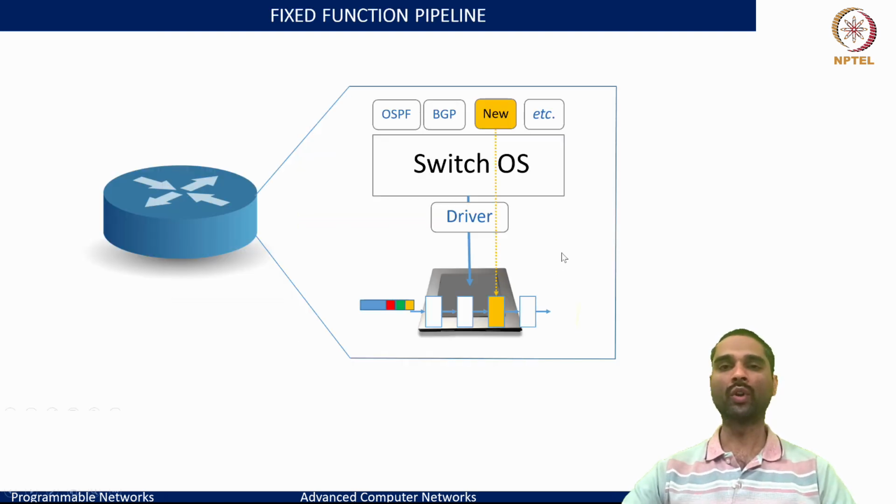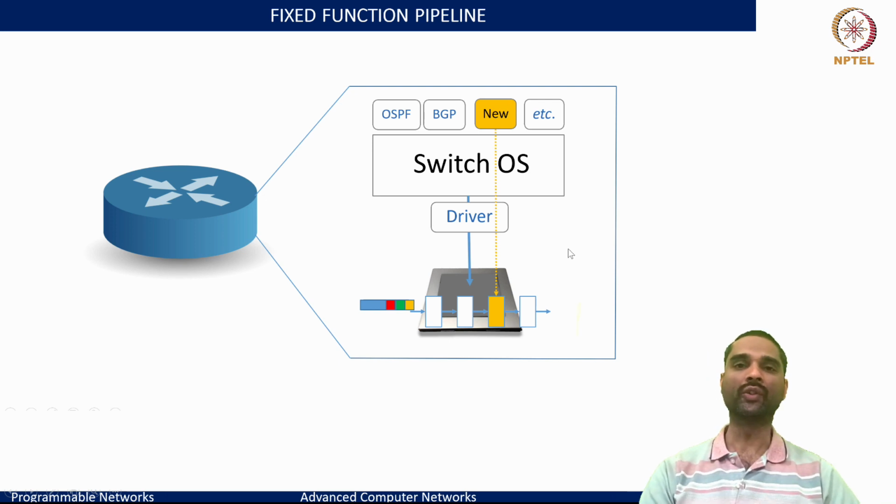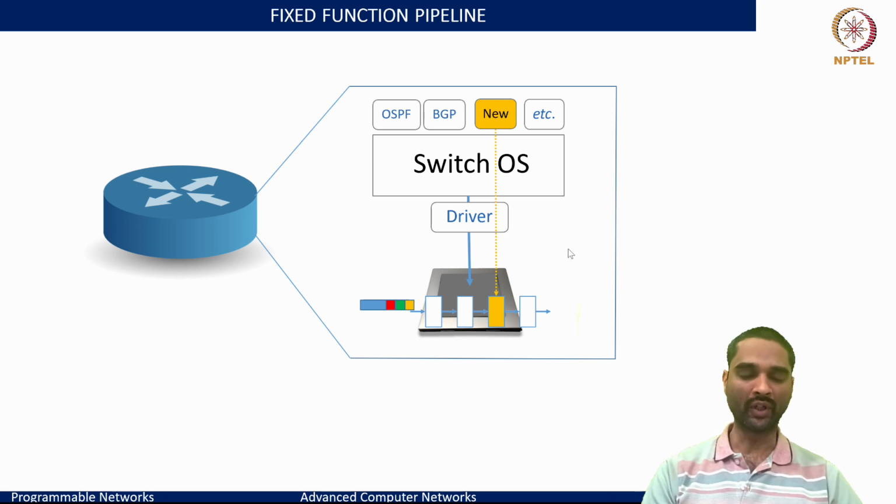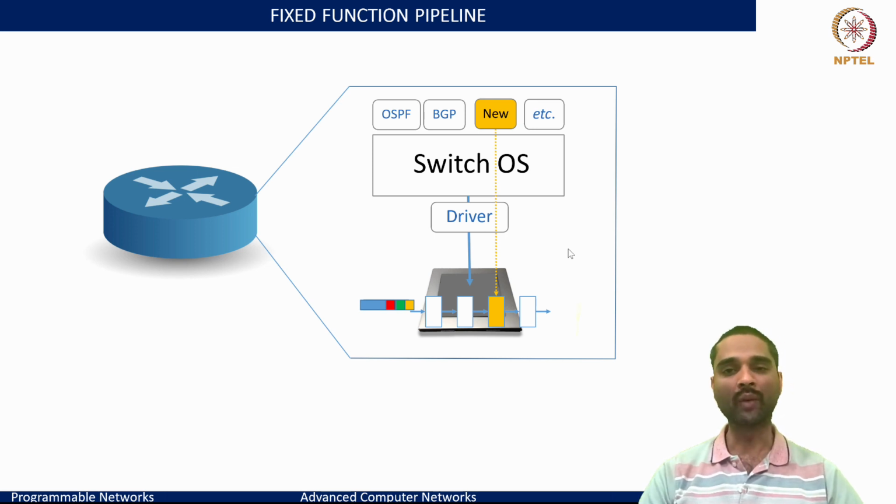So let's look at what we typically call the fixed function pipelines. If we look at a traditional router, what it typically has is a control plane and data plane embedded within a device, where it comes with its own firmware or a switch OS, which drives how the functionalities would be run within such a device. So if we take OSPF and BGP as some of the routing algorithms, then they would implicitly derive the tables and then push the rules to say how to forward and process the packets.